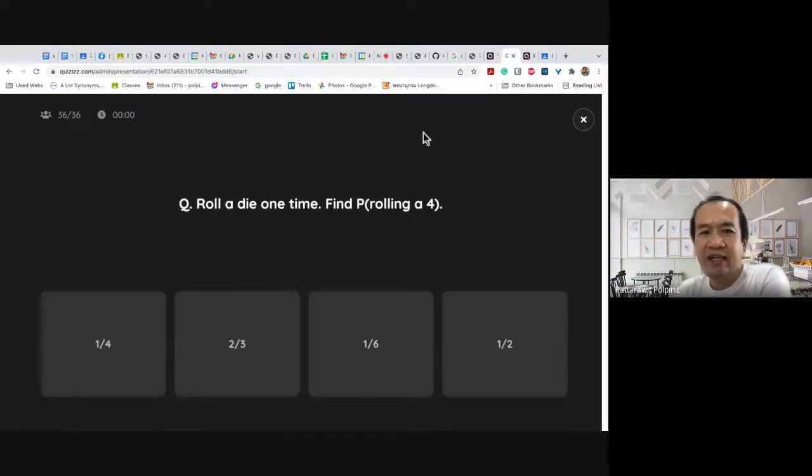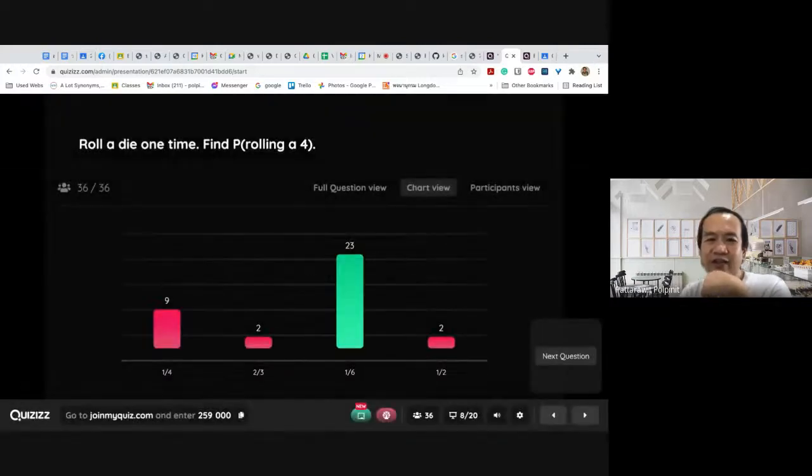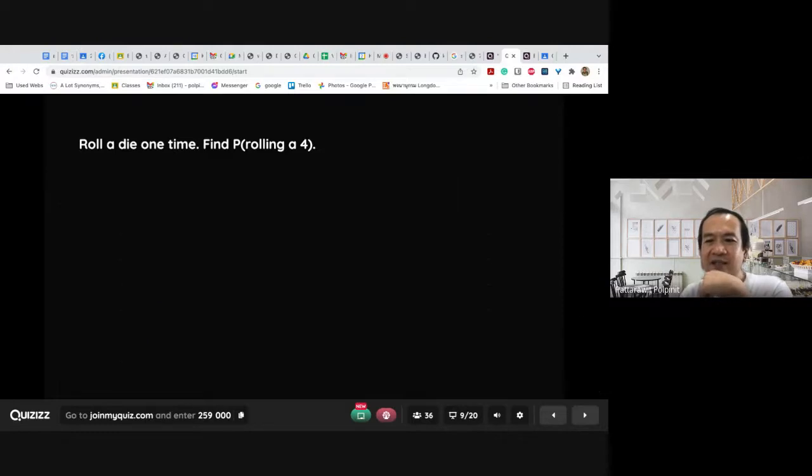So this one is saying roll a die one time. Find the probability of rolling a 4. Okay, so everyone knows a die, right? A die has 6 faces, so number 1 to number 6, right? So the probability of rolling a 4 is 1 divided by all the possible outcomes, which is 1, 2, 3, 4, 5, 6. So the answer is 1/6. Okay. Most of you answered correctly. Thank you. 1/6, yes. So the next one.